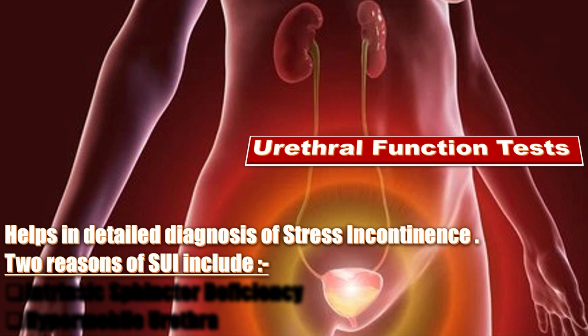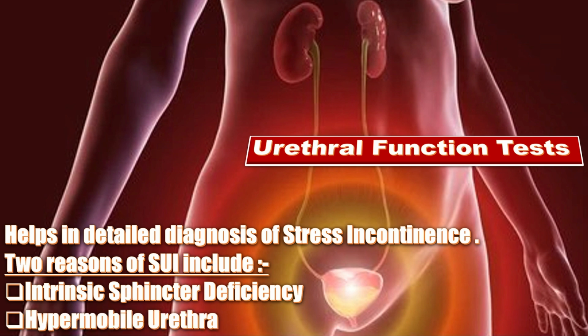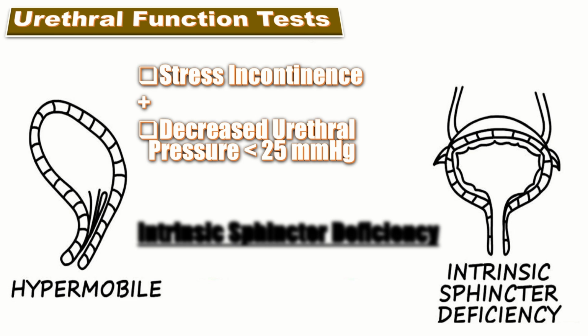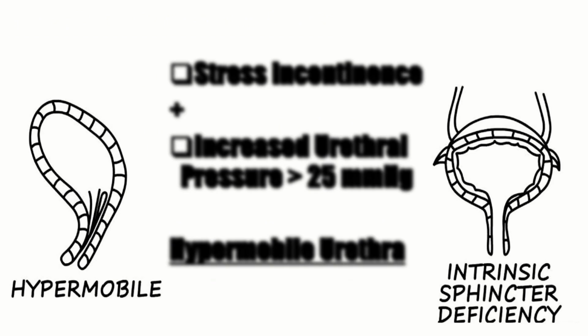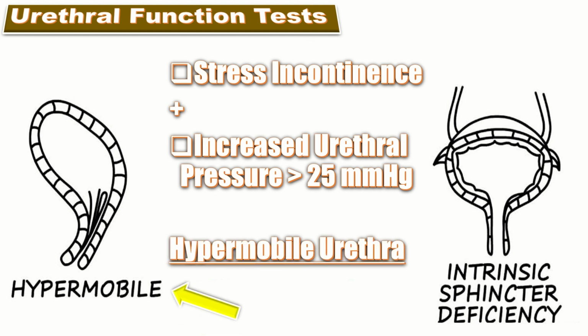There are two reasons for stress urinary incontinence, which include intrinsic sphincter deficiency and hypermobile urethra. On urethral function testing, when we have stress urinary incontinence plus decreased urethral pressure of less than 25 mm of mercury, that indicates intrinsic sphincter deficiency. But if along with the stress incontinence there is increased urethral pressure of more than 25 mm of mercury, that indicates the hypermobile urethra. What is the urethral pressure profile?